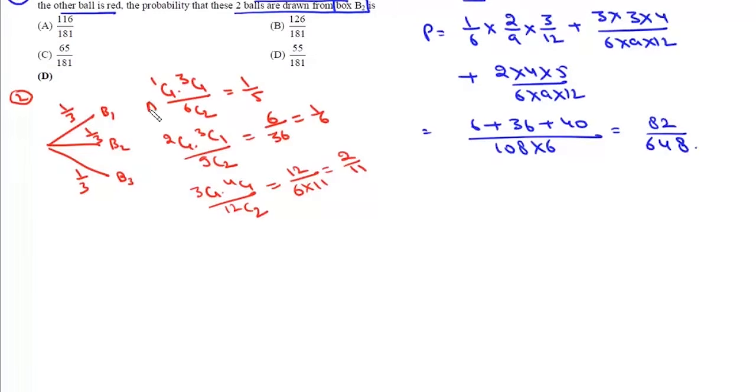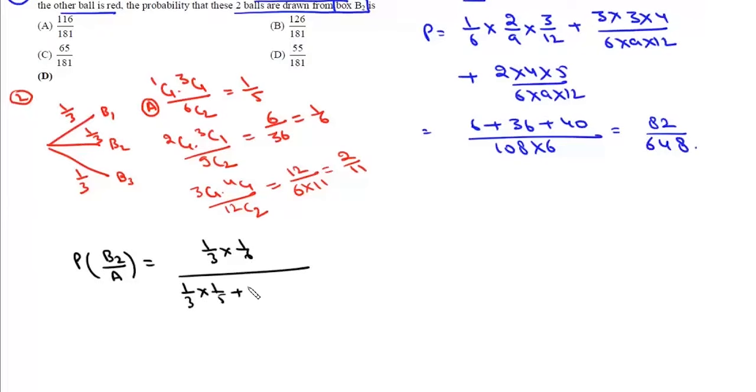Now if this event, say A, has already occurred, we have to find the probability that the ball is drawn from box 2. So we have to find P(B2 given A). So we'll take this case in the numerator. It will be 1 by 3 into 1 by 6 upon all the cases. So this is 1 by 3 into 1 by 5 plus 1 by 3 into 1 by 6 plus 1 by 3 into 2 by 11. Now this 3 will get cancelled.